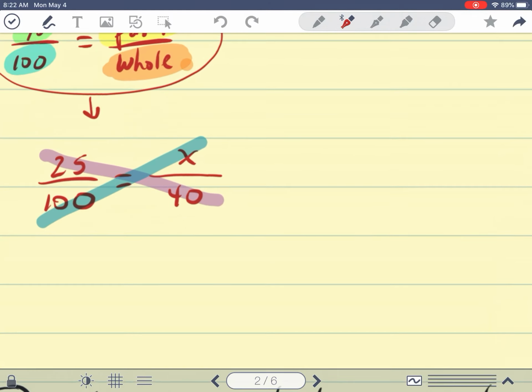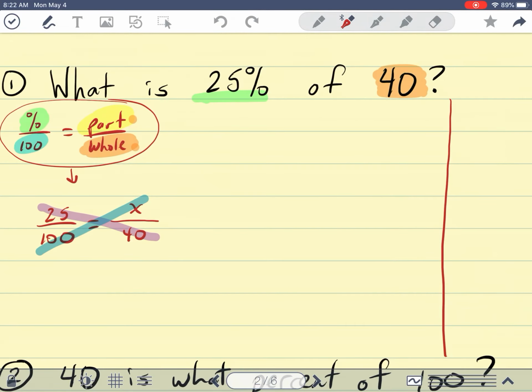All right, so what that means is we take 25, and I'm going to move over to the right a little bit. So 25 times 40 is equal to 100 times x. Okay, 100 times x, like that. 25 times 40 would give me 1,000 is equal to 100 times x, which is 100x.